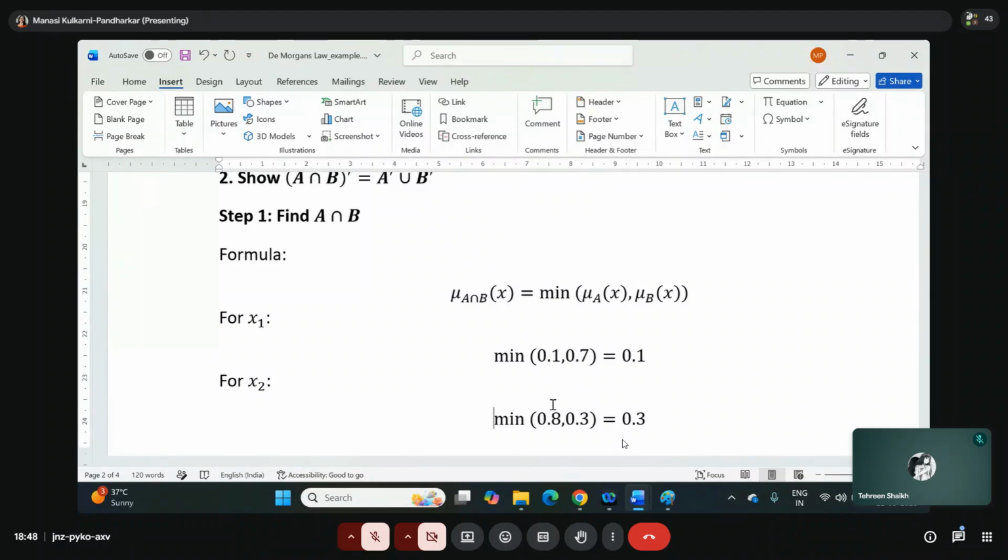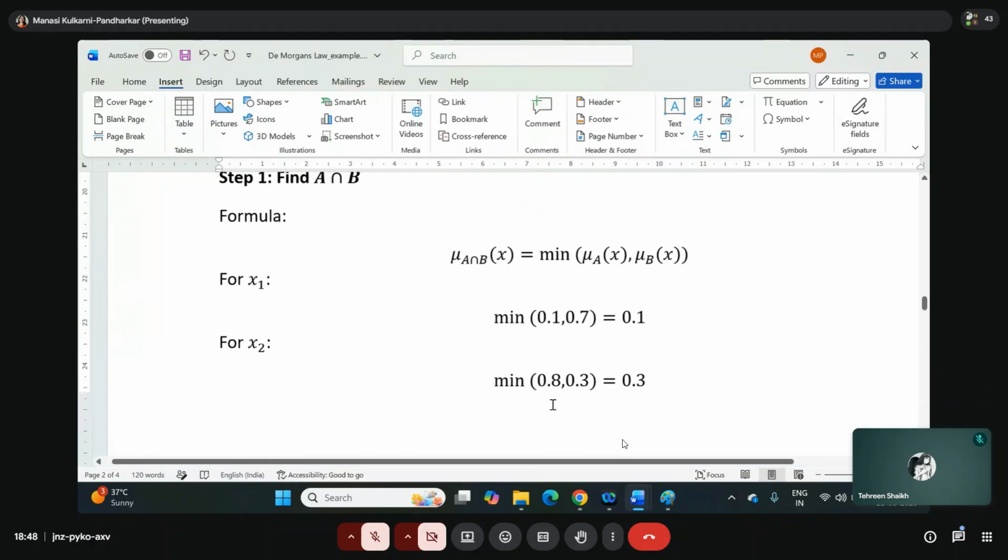Is it correct? So what is the union? Take its complement.